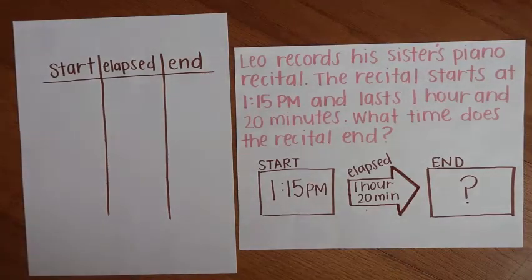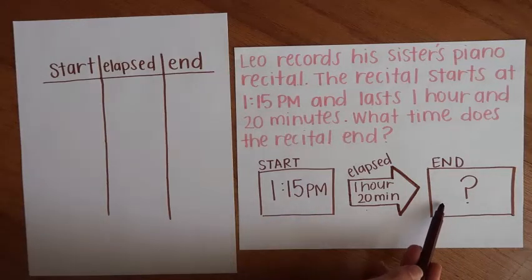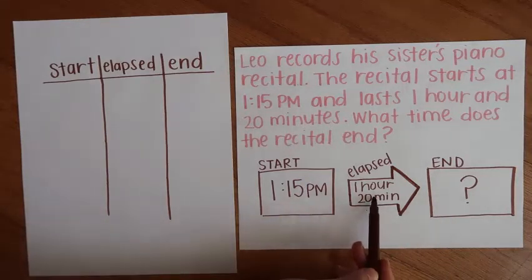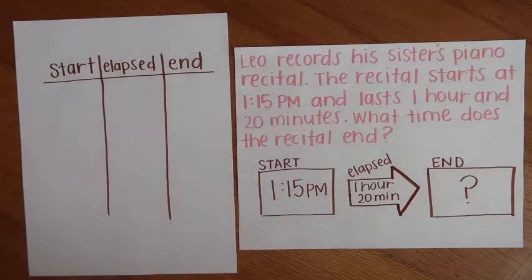All right, so we are going to start off with that same problem that we started with yesterday. It says Leo records his sister's piano recital. The recital starts at 1:15 p.m. and lasts 1 hour and 20 minutes. What time does the recital end? So this is the problem where the end time is our unknown. I have a start, I have the elapsed, and I don't know my end yet.